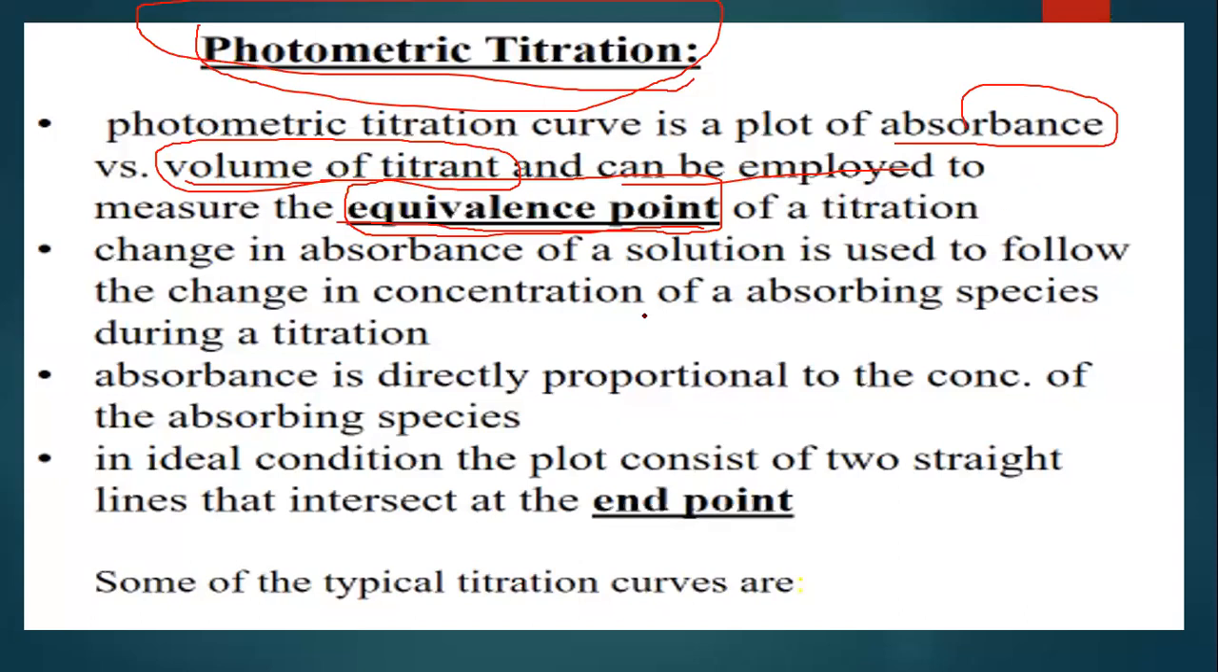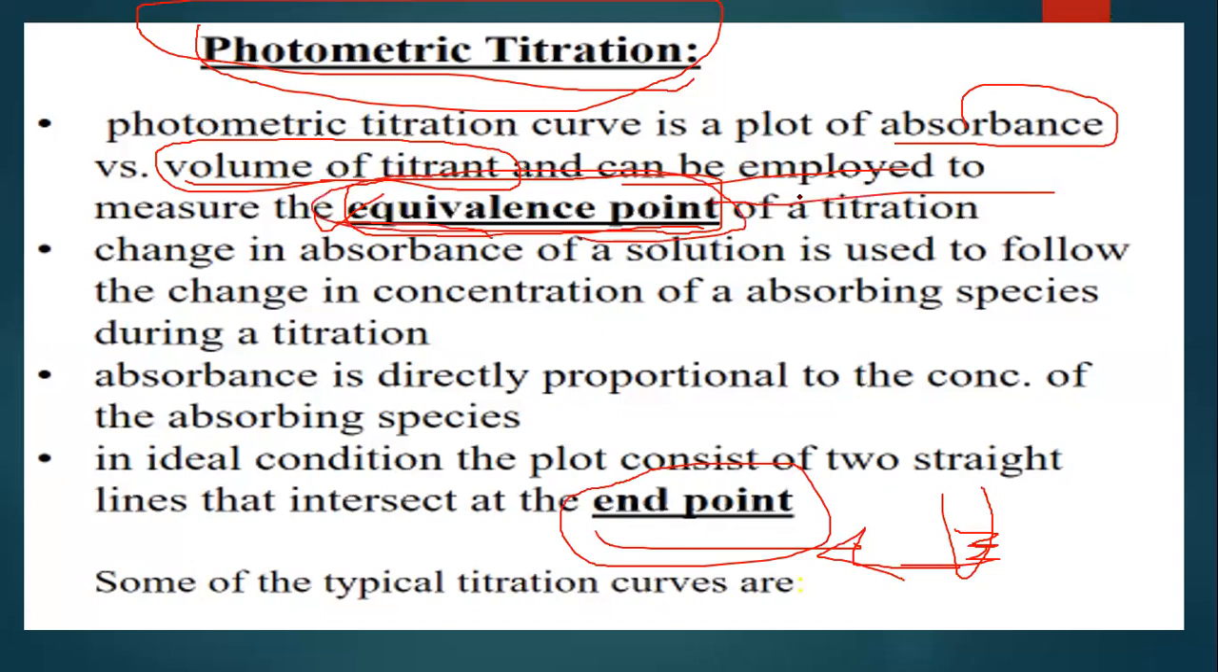But see, here we are finding the equivalence point. This is very important. Now there is a difference between end point and equivalence point. Here the indicator changes the color, that is your end point. And here the actual reaction is over. That is called the equivalence point of titration.